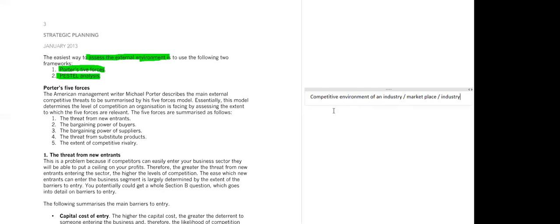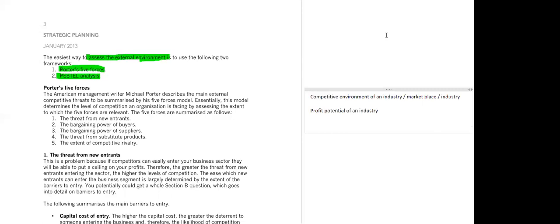Now, why is this framework very helpful? Because this framework helps to determine the profit potential of an industry. The greater the degree of competition, the lesser would be the profits. The lesser the competition, the higher would be the profits. So it is used to determine the profit potential of an industry.